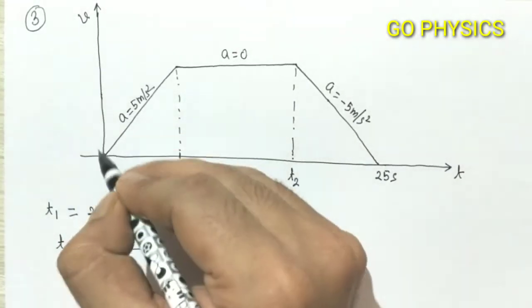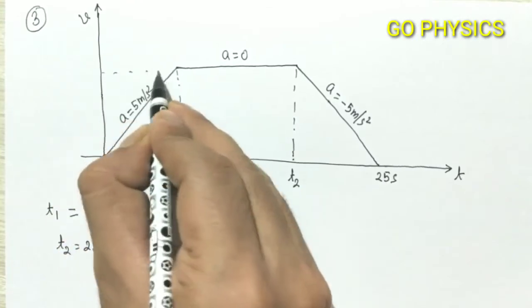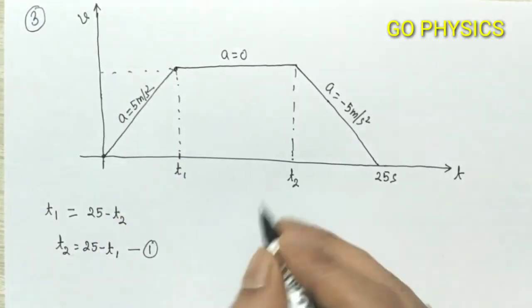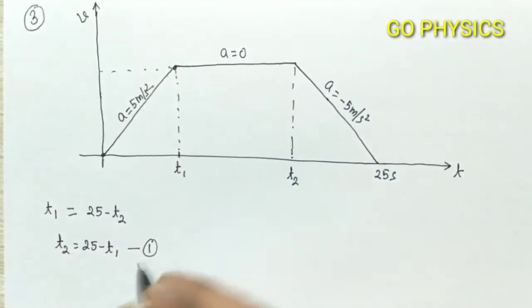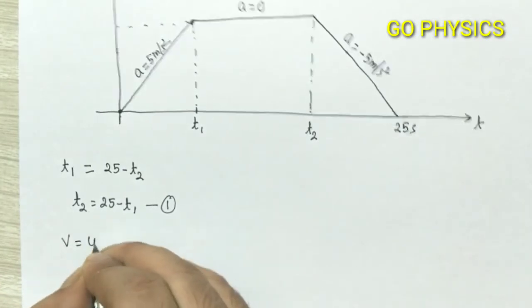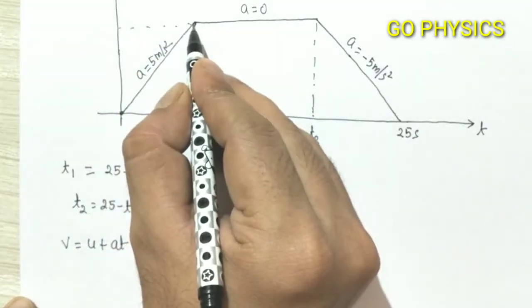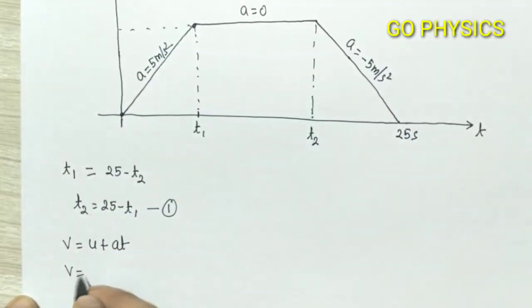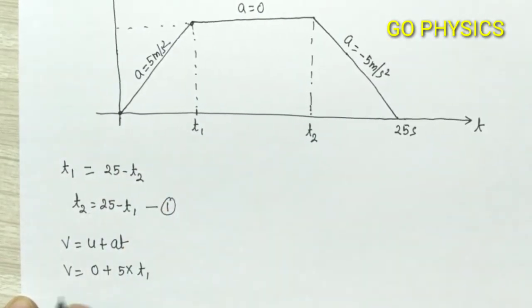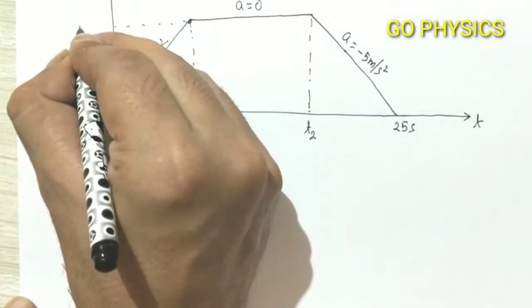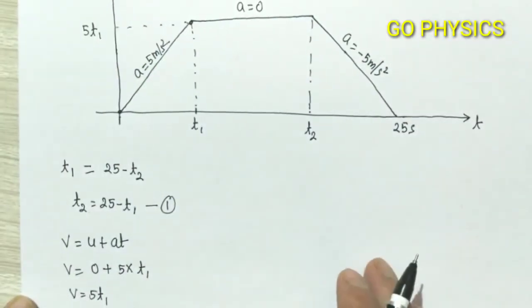Now, my dear, we are going to calculate this velocity. How will we calculate this velocity? We know that for a constant acceleration we can apply the kinematic equation. So I can say that v equal to u plus at. v is the velocity here, and what is u? Initial velocity is 0 and acceleration is 5, and accelerating for time t1. So v equal to what we got? 5 t1. So this velocity is 5 t1.